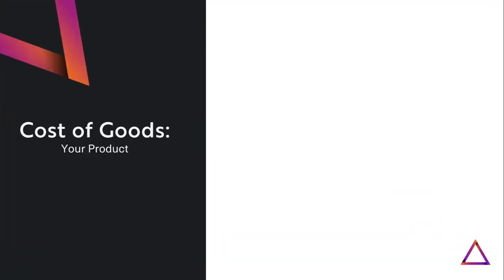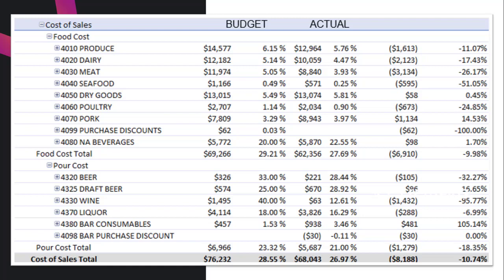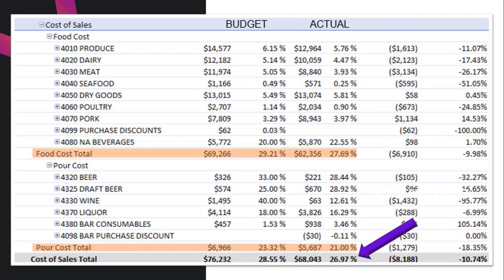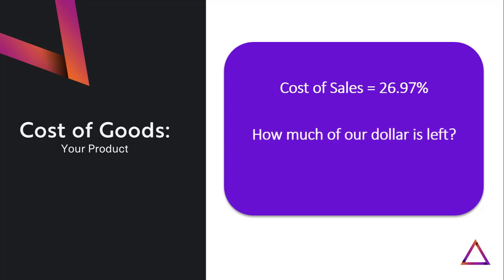We'll begin with cost of sales, or COGS, and that's the first prime cost area on your profit and loss. In the example shown here, there's a food cost category with GLs that make up those expenses, and then you'll see your pour cost broken down as well. Then at the bottom, you'll see the combination of both cost categories to determine your overall total cost of sales. If the total cost of sales is 26.97%, then based off of the $1 of sales revenue, we spent 27 cents. So how much of that dollar is left?